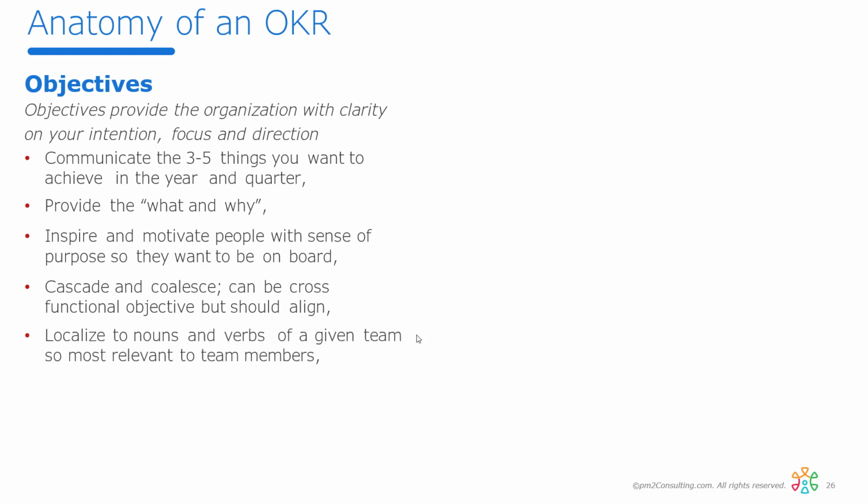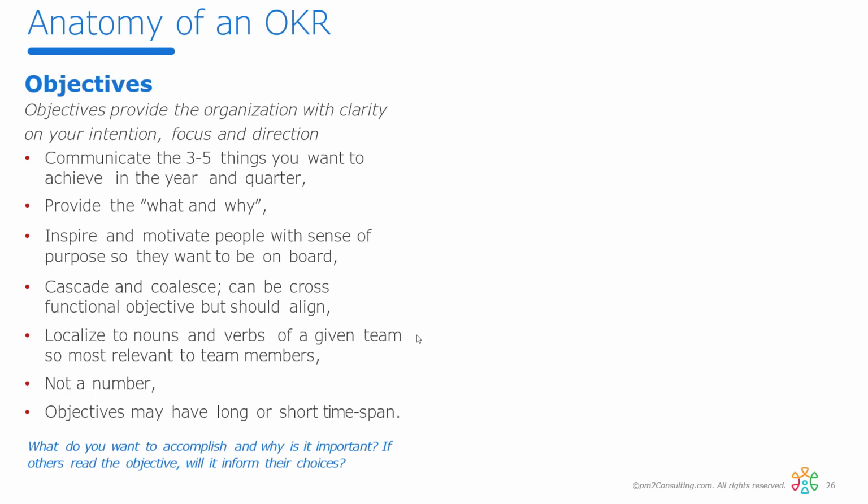As we go forward, we're going to be what we call localizing the nouns and verbs. So the same objective might be phrased differently in Dublin than it is in Vancouver, than it is in Shanghai. That's fine. We need to give each team the relevance that they need. It's not a number. It's more about that view across the long and short term. So overall, what do you want to accomplish and why is it important? And if others were to read your objective, does it help them understand what the heck you're doing?